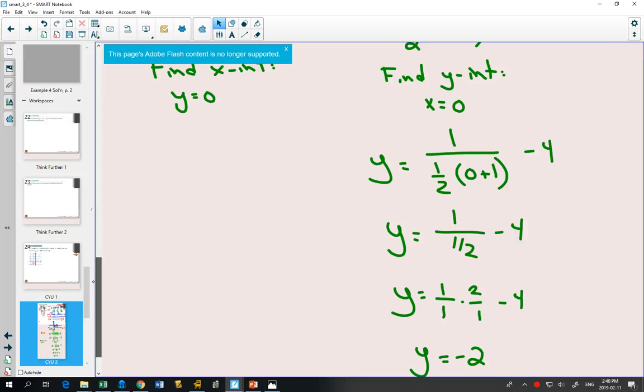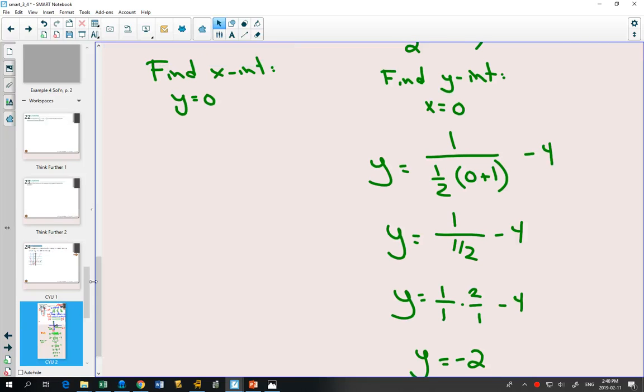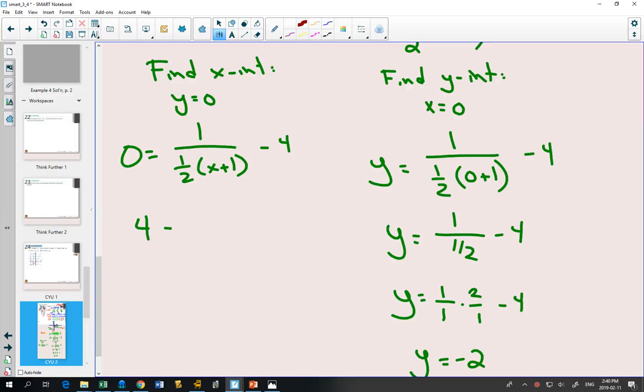If I wanted to find my x-intercept, that's plugging in 0 for y. Here it's a little bit more involved, right? We have 1/2 x plus 1, minus 4. How would I solve this equation? Move the 4 over to the other side.